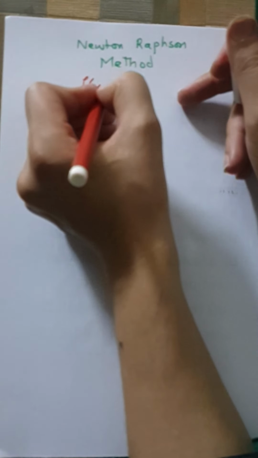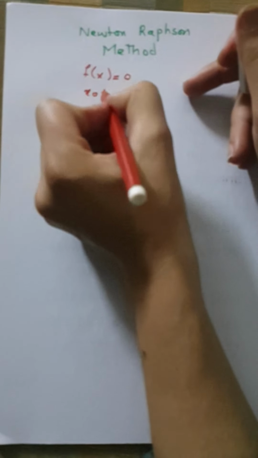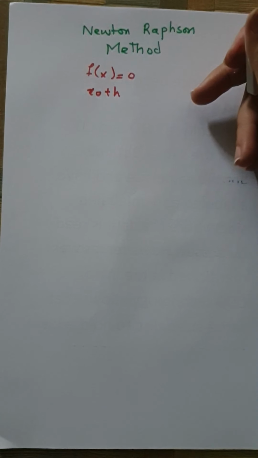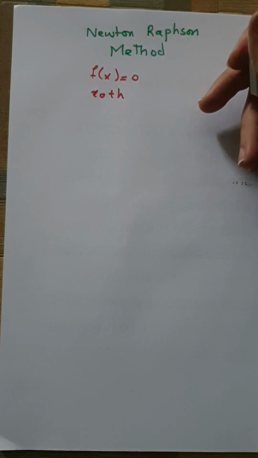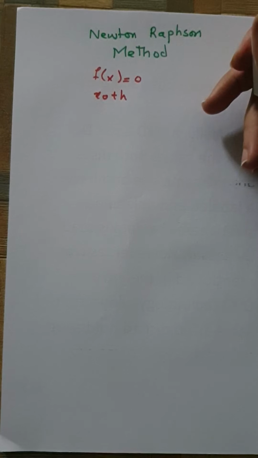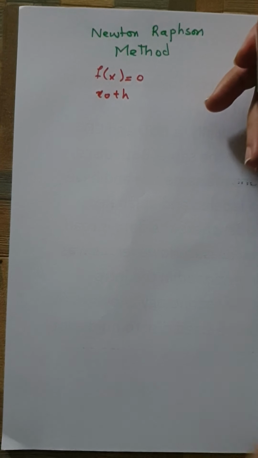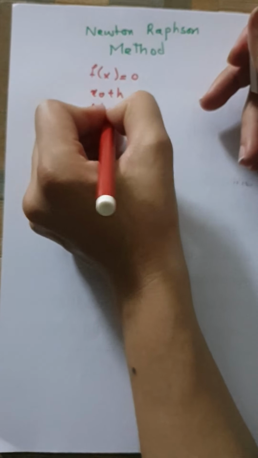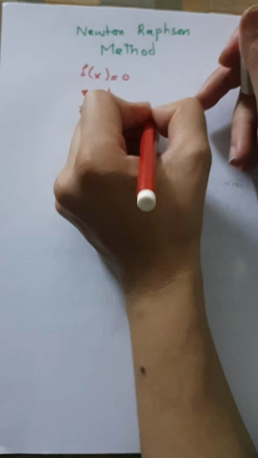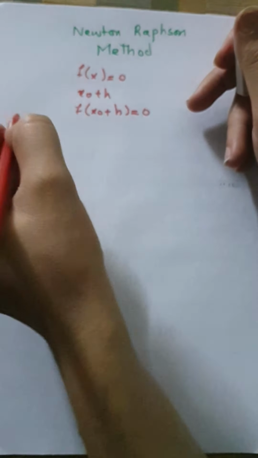So let's see, if x naught is an approximated value of the root of the equation f of x is equal to 0, then let x naught plus h be the exact value or a better approximation of the corresponding root, where h is a very small quantity. Then f of x naught plus h is equal to 0.